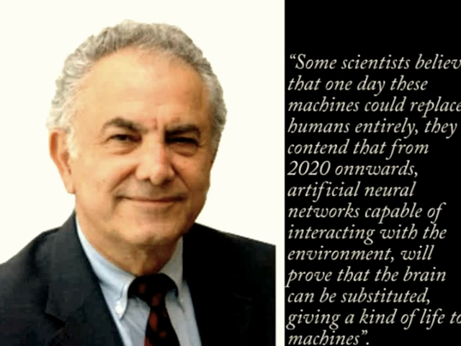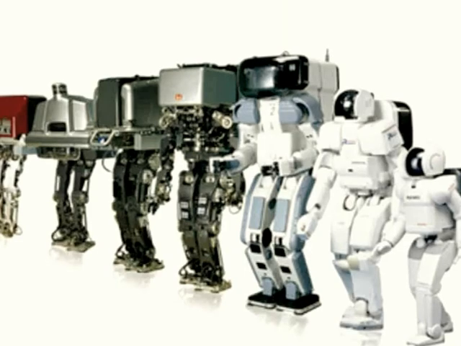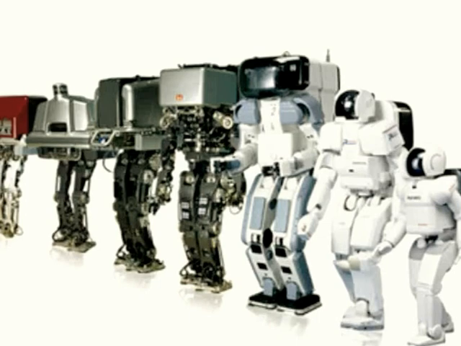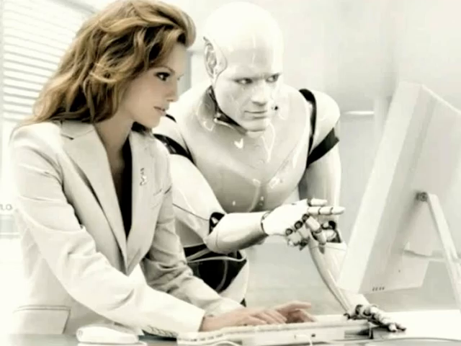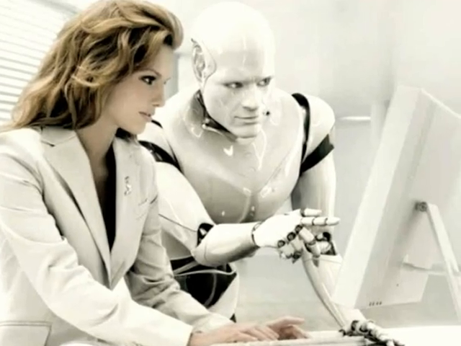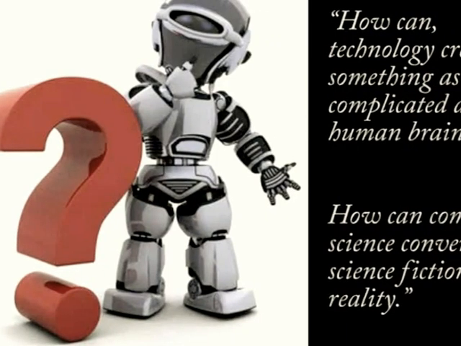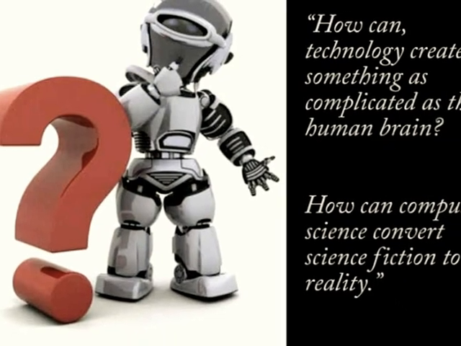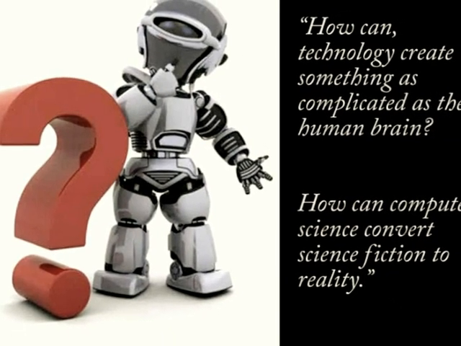They contend that from 2020 onwards, artificial neural networks capable of interacting with the environment will prove that the brain can be substituted, giving a kind of life to machines. Certainly, many questions are raised in your minds right now. How can technology create something as complicated as the human brain? How can computer science convert science fiction to reality?